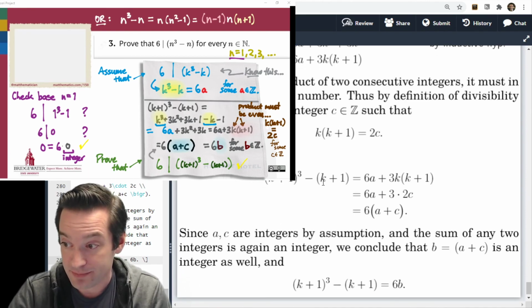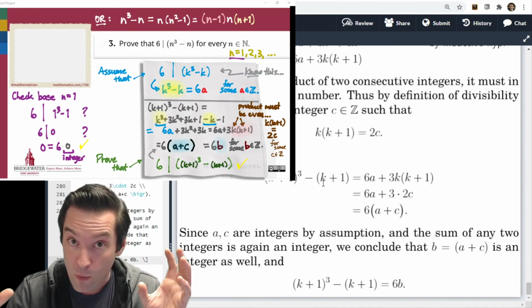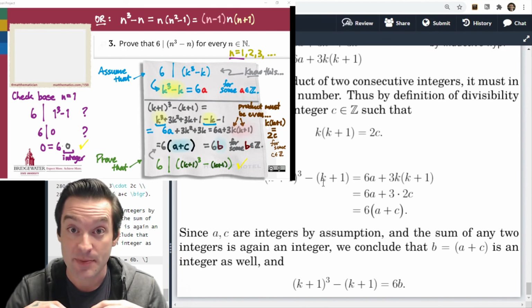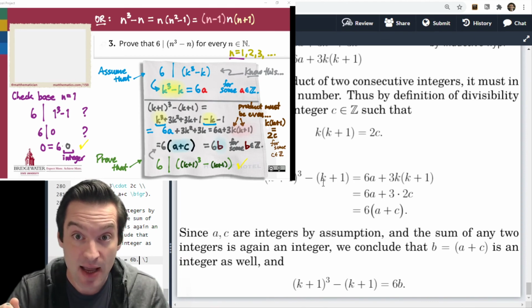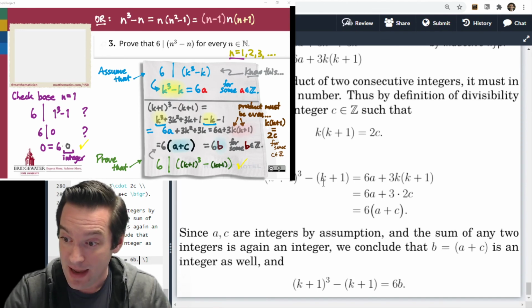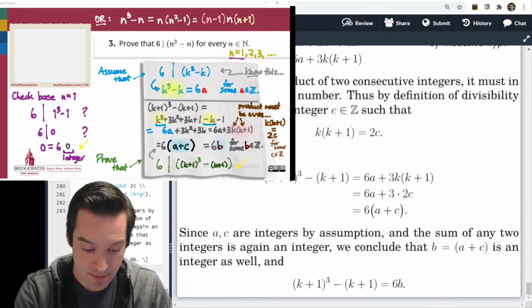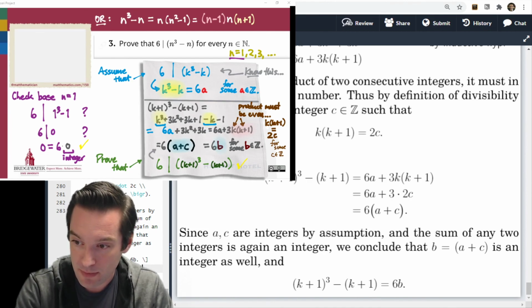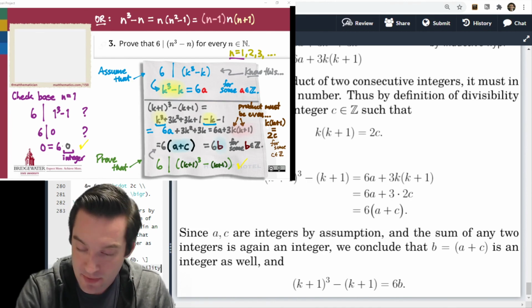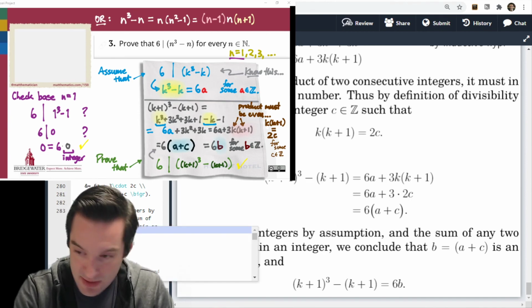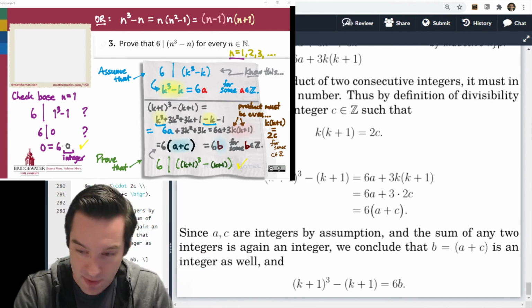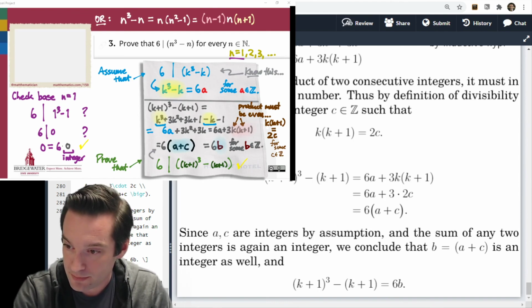There's the key insight. Right? Because now, one last time, we plug that definition of divisibility back in. We've shown k plus 1 cubed minus k plus 1 is equal to 6 times an integer. And therefore, by definition of divisibility by 6, we conclude that 6 is a factor of k plus 1 cubed minus k plus 1, as desired.